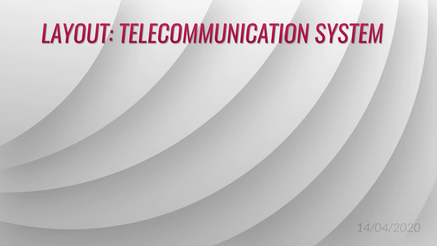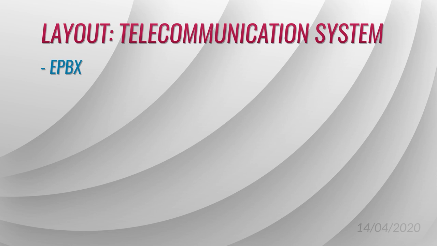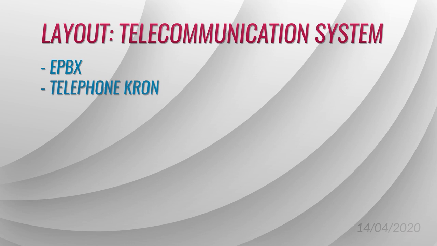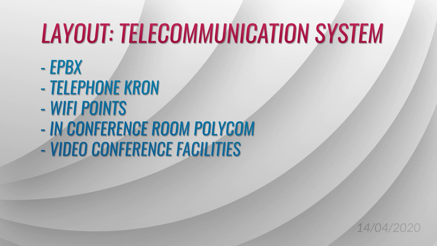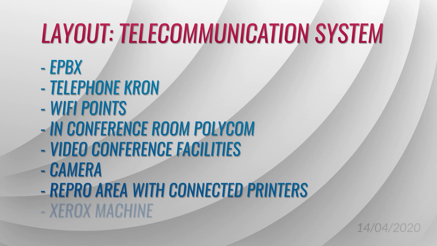When you do your layout, see that you show the location of the EPBX, which obviously will be in the server room. At times it can be in the reception area also. Then the telephone cron should be seen there. Wi-Fi points in the office. In the conference room, Polycom, you need to find out what that Polycom is. Video conferencing facilities, camera, remote control screen, repro area with connected printers, a Xerox machine, a shredder, and a fax machine.